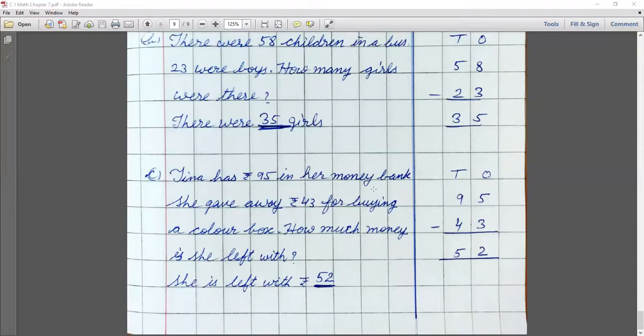Now next is, Tina has 95 rupees in her money bank. Tina has 95 rupees in her money bank. She gave away 43 rupees for buying a color box, so she gave 43 rupees to buy colors. How much money is she left with? There were 95 rupees, she spent 43 on colors. Now how many rupees are left? 95 minus 43. So 5 minus 3 is equal to 2 and 9 minus 4 is equal to 5. She is left with 52 rupees.